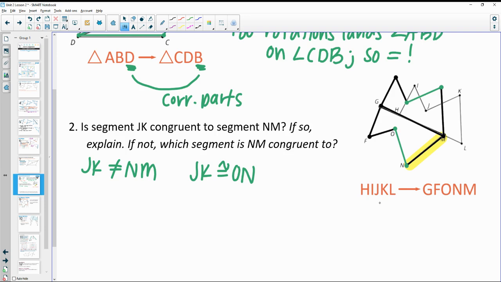You can also look at this congruent statement. We see JK here as the third and fourth letter. ON is the third and fourth letter here. So those two would be congruent to each other just from that statement.